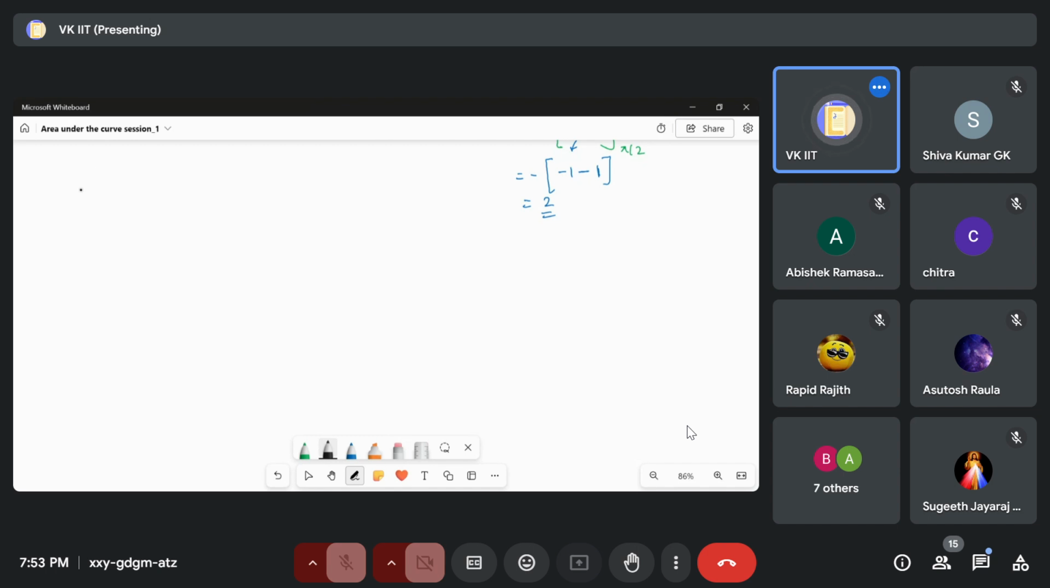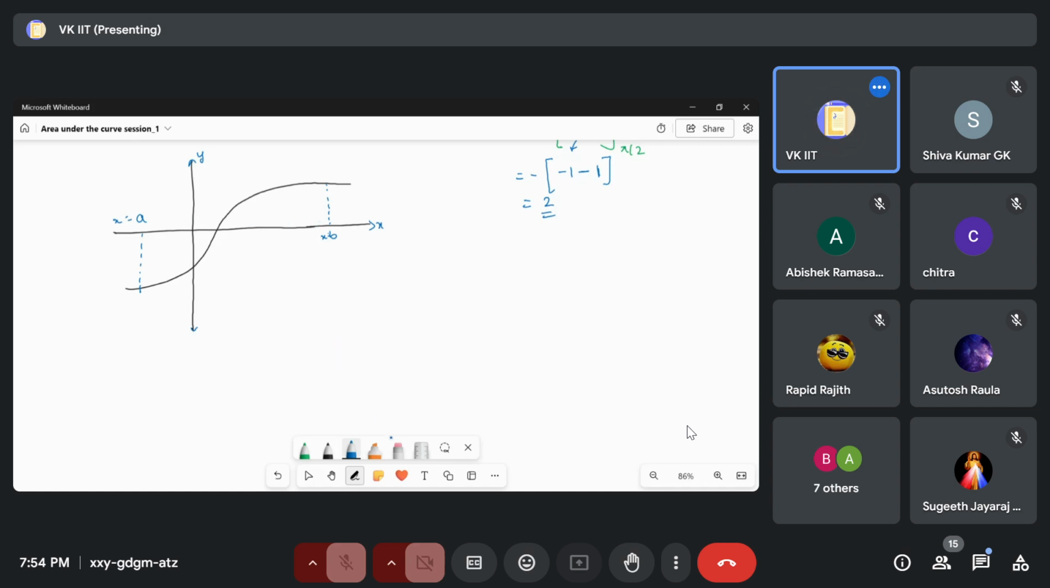So let's discuss that. Let's say we have been given a curve which is like this. And again, you have been given a limit. This is A and this is B. This is x is equal to A, this is x is equal to B. And someone is asking you to find the area between this curve and the x-axis. Find the area between the curve and the x-axis from A to B.